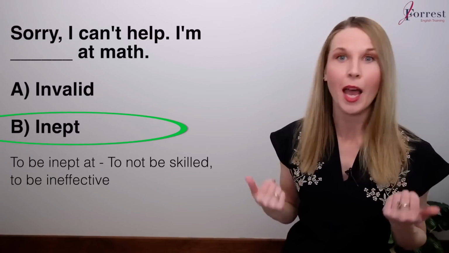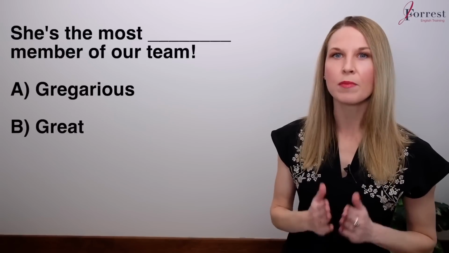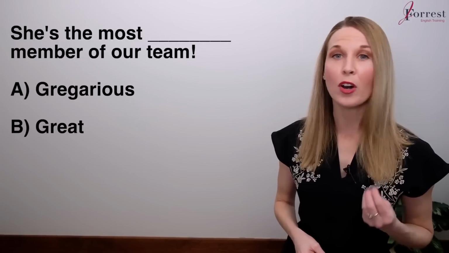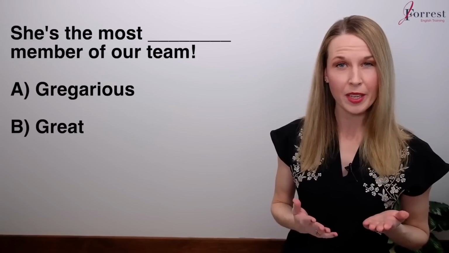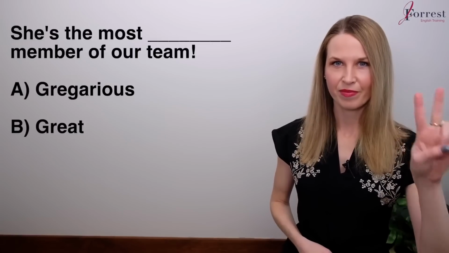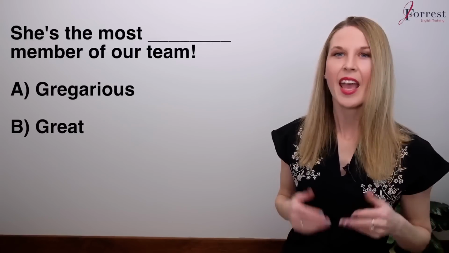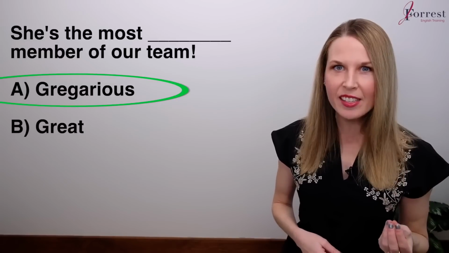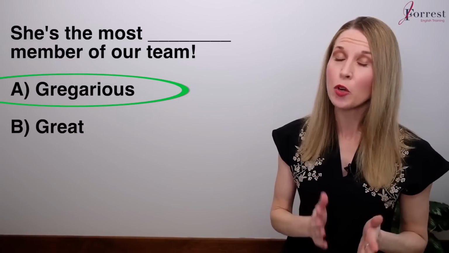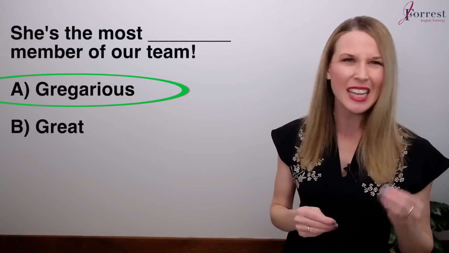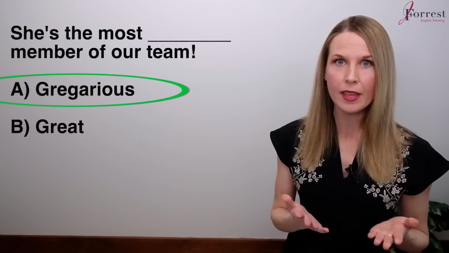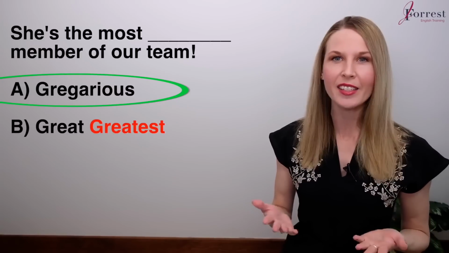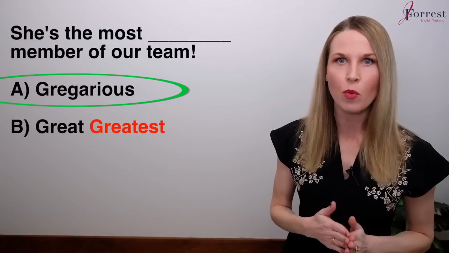I'm inept at math. Number 4, she's the most blank member of our team. A or B? A, gregarious. B is incorrect grammatically. We can't say most great. You would say greatest, right? So grammatically, B doesn't work.